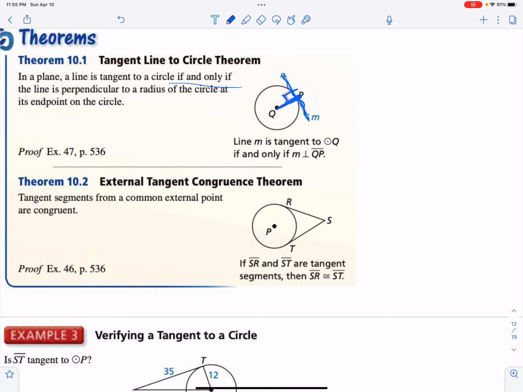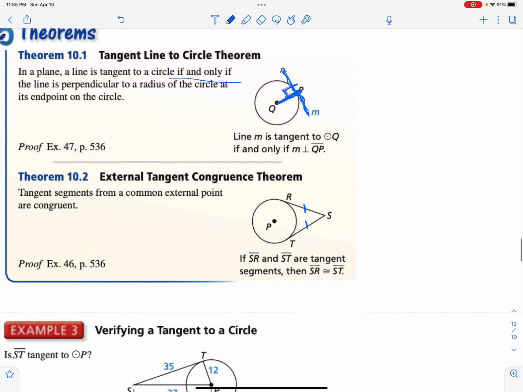The other thing says if I have 2 segments coming from an external point on a circle, if they are congruent, we know that those are both tangent segments and they're equidistant from my circle. So it's saying if SR and ST are tangent segments, then they're going to be congruent. So again, we can go either way with that.